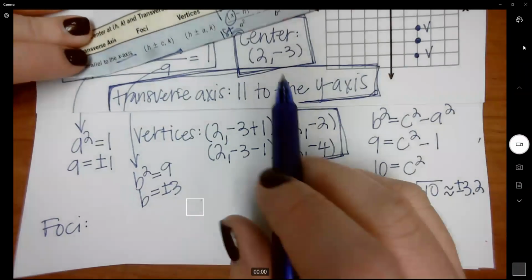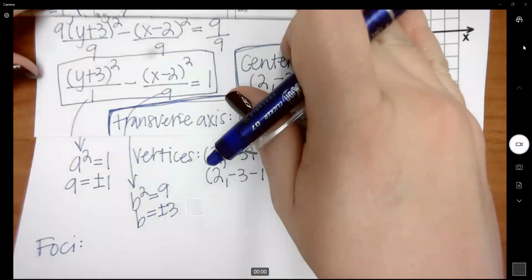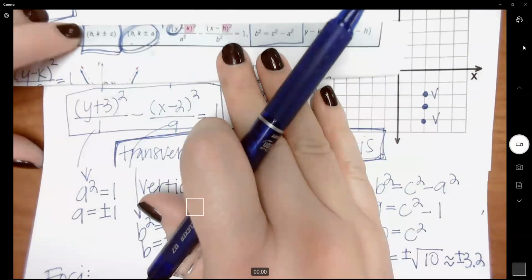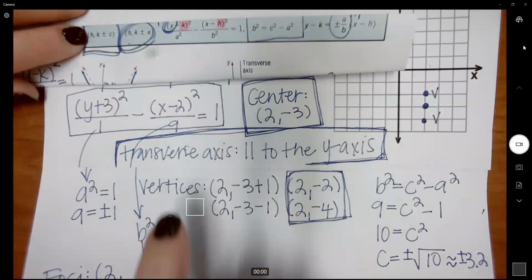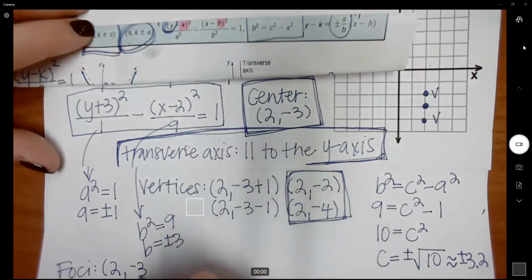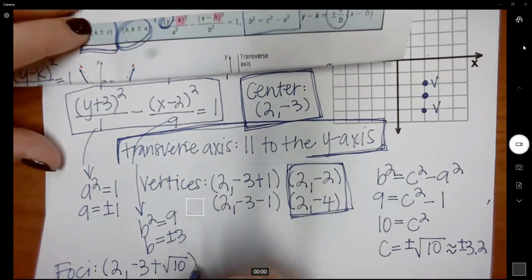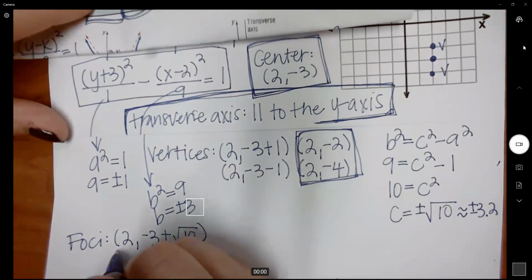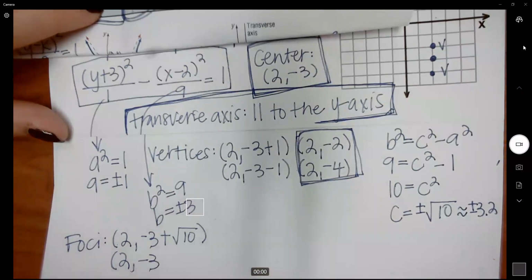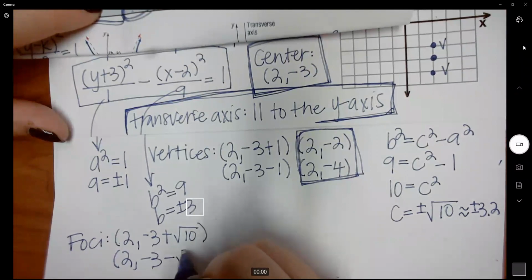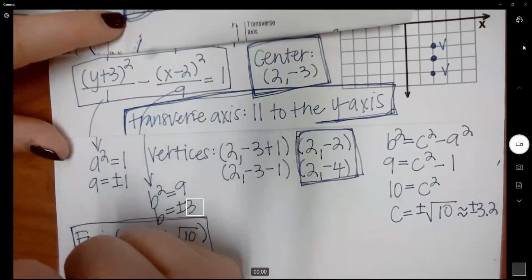So my H, I'm trying to put all of this in here. Okay. My H is 2, comma, we'll do K, which is still -3, and then plus C, and my C is square root 10. So plus square root 10, that doesn't simplify, so that just is what it is. And then my second one is still H, comma, K, and now we will subtract our C, so minus square root 10. So here are my foci.